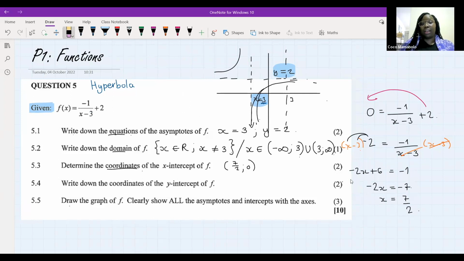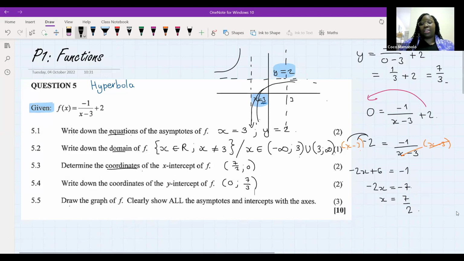All right, now the coordinates of the y-intercept. You're very welcome. All right, the coordinates of the y-intercept, we're going to make x equal to 0. So y is equal to -1 over 0 minus 3, plus 2. We're going to get a fraction here. A negative and a negative will give me a positive. So I've got 1 over 3 plus 2, which should give us 7 over 3. I'm hoping I'm correct. That would be 6 plus 1 is 7 over 3. So our y-intercept coordinates would be 0 and 7 over 3.